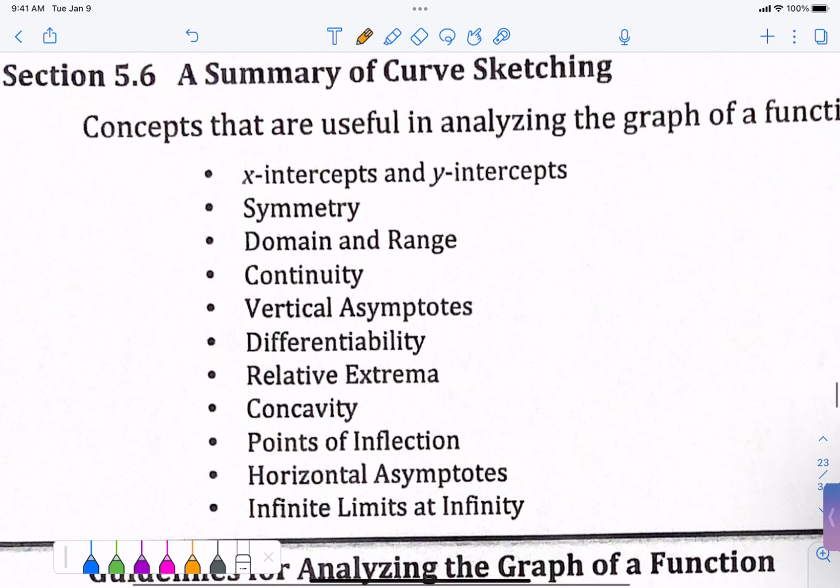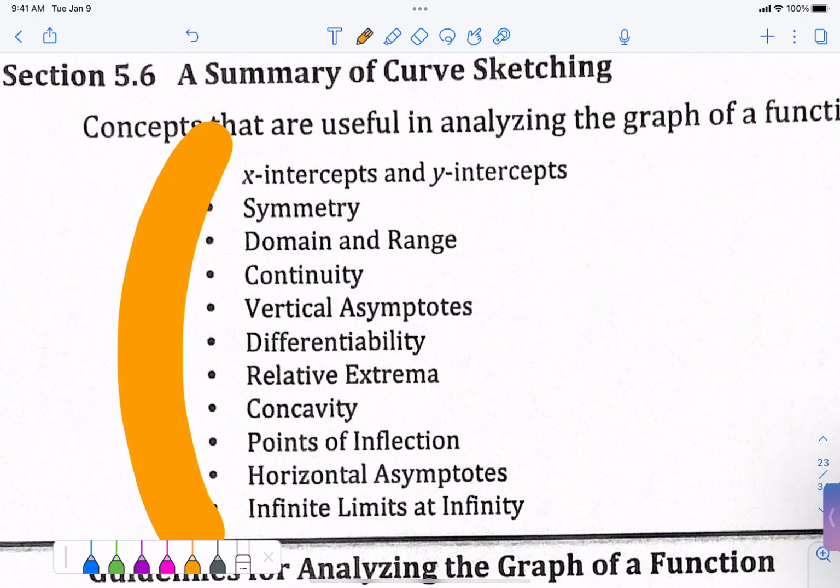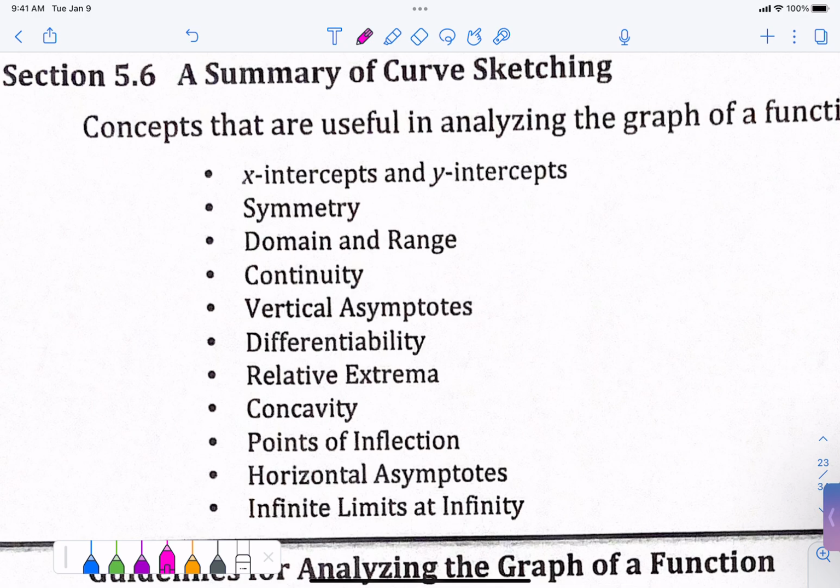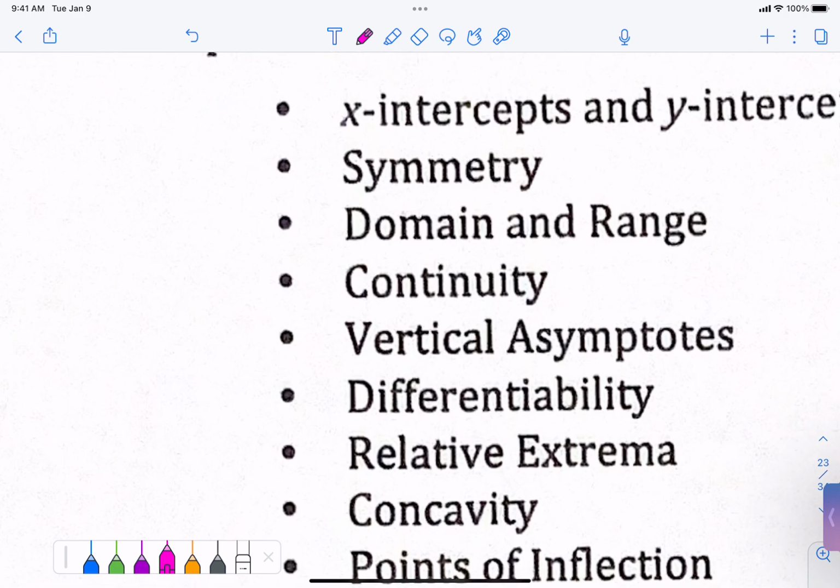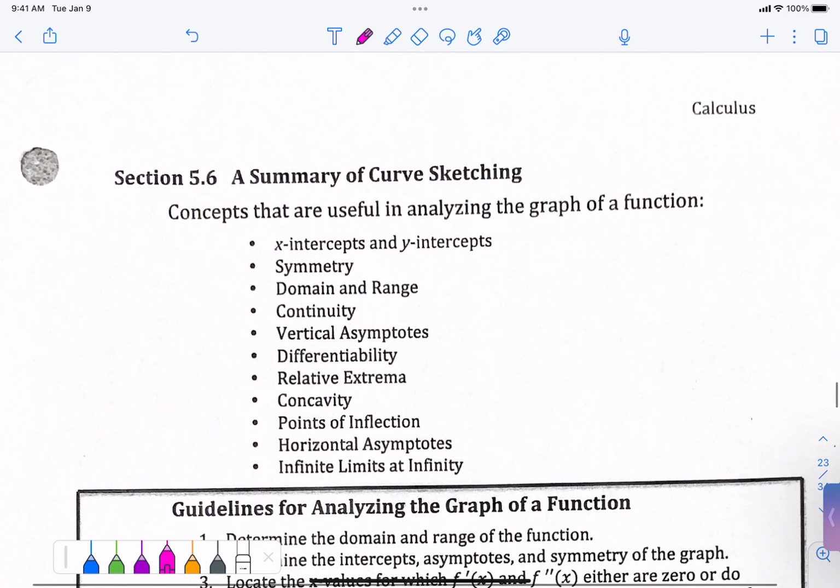Here are some things that we could analyze on a graph. This is what we've been learning all throughout algebra 1, algebra 2, all the way through. Some of these a graph is not going to have. Not every graph has a vertical asymptote. Not every graph has a horizontal asymptote. Not every graph has an X or Y intercept. So let's go through these, and I'm going to write some stuff on the left and the right, and we can discuss how we find each one of these things.